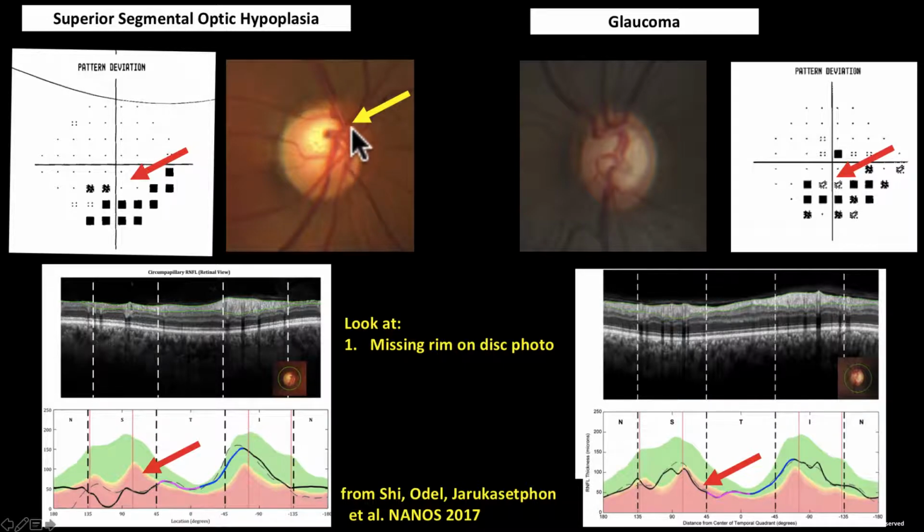And again, these patients, for whatever reason, all of a sudden discover this blind spot later in life, they go to an ophthalmologist and are often given the diagnosis of glaucoma. So you want to look for a missing rim on a disc photo. These patients typically have mothers who had diabetes during gestation.